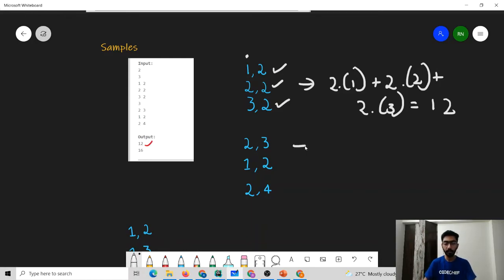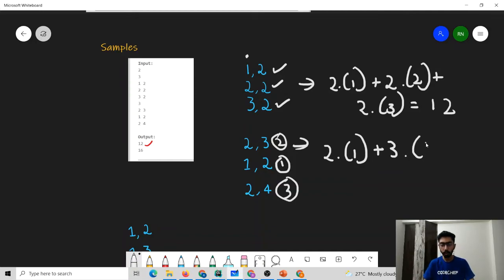Next, we'll try for this case. Here we'll play based on the sorted value of their length, which means this will be played first, then this, and then this. So when this song is played, we'll get 2 times 1 because this is the only song that is played. Then when this song is being played, we'll get 3 times 2. After which when this song is played, we'll get 4 times 2. So what will our total sweetness be? It will be 2 plus 6 plus 8, which is 16. And we can see that 16 is the correct answer.